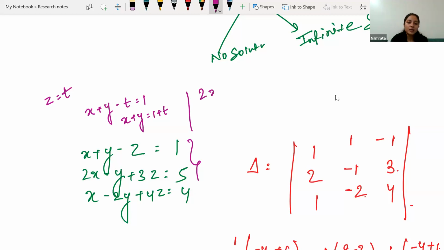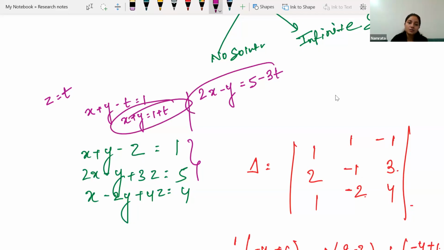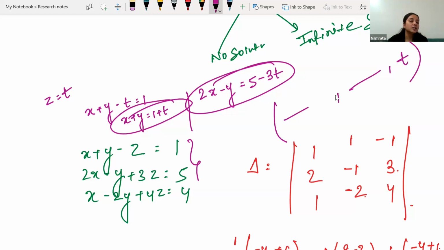So 2x minus y equals something. Okay, these two equations I got. Now I will solve these two equations and find the values of x and y in terms of t. If we are able to solve these two equations and get the values of x and y, then there will be infinitely many solutions. x will be something in the form of t, y will be something in the form of t, and z will be t. It depends upon the t value, and there will be infinitely many solutions.